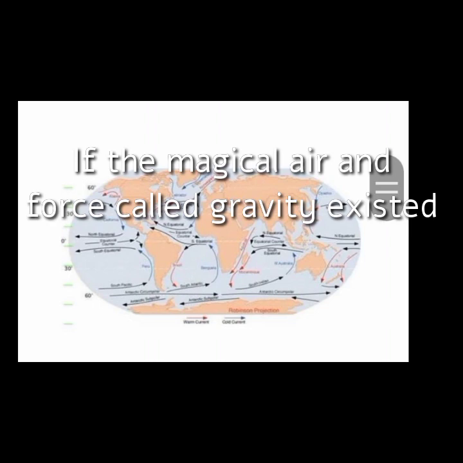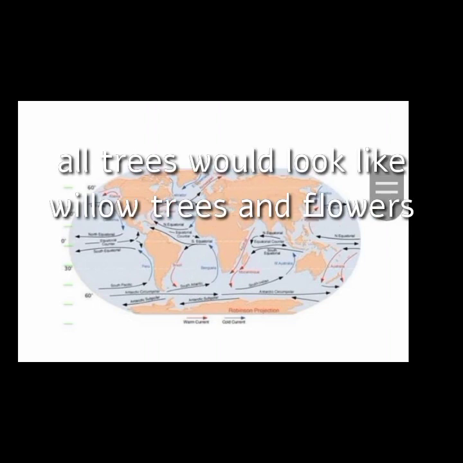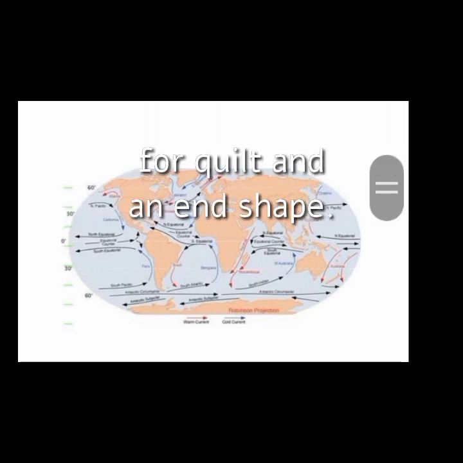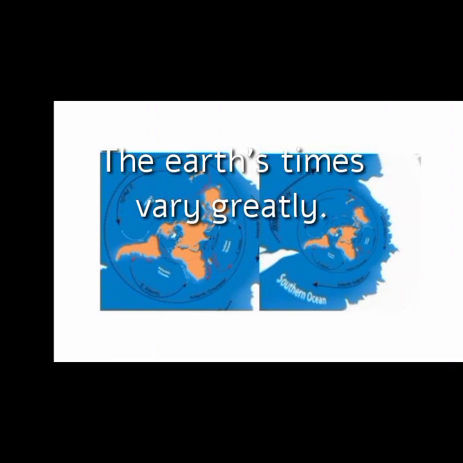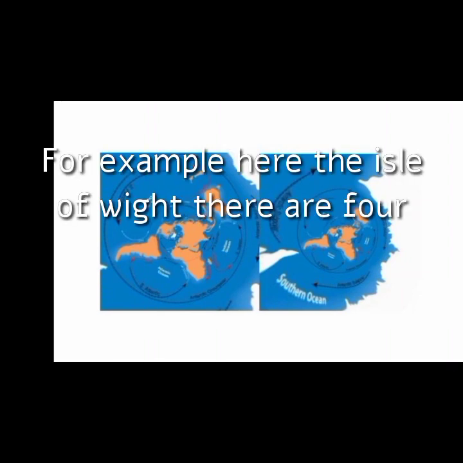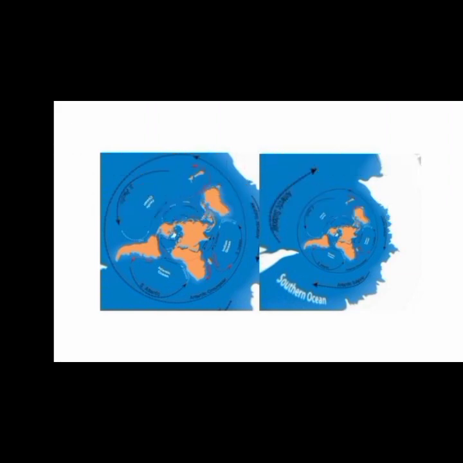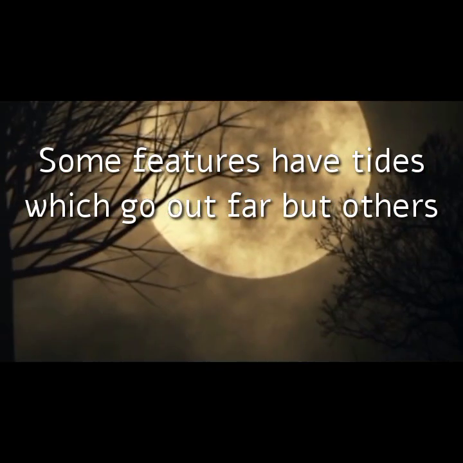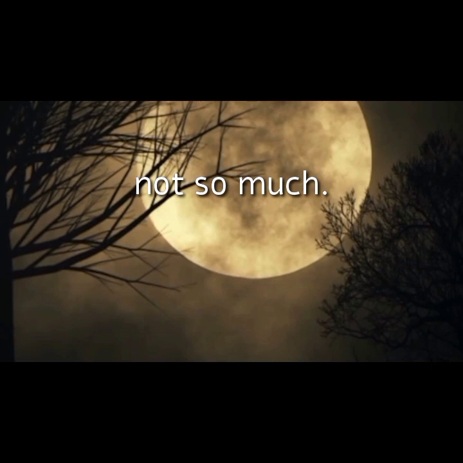If the magical error-ridden force called gravity existed, all trees would look like willow trees, and all flowers would wilt in an N shape. But that is for another time. The Earth's tides vary greatly. For example, near the Isle of Wight, there are 4 tides a day. Some beaches have tides which go out far, while others not so much.